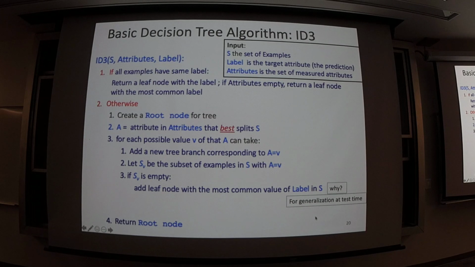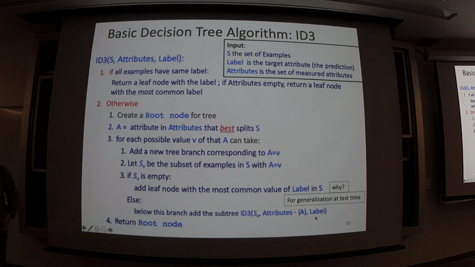What should we do next? Call ID3, passing in the subset samples and the attributes remaining. Yes, that's where we do the recursive calling, right? Because I'm going to recurse on S_v again, to create new nodes and new branches, and below this branch add a new subtree created by ID3, right?